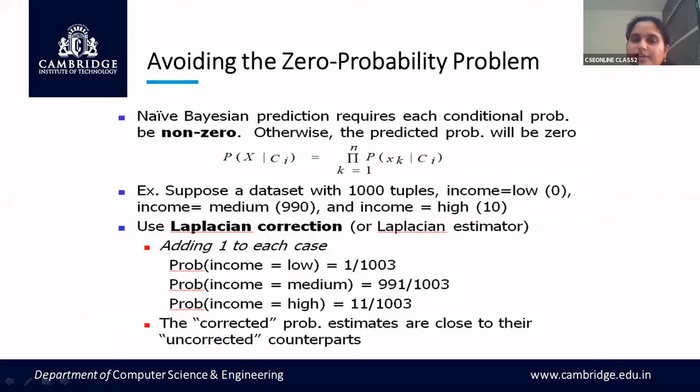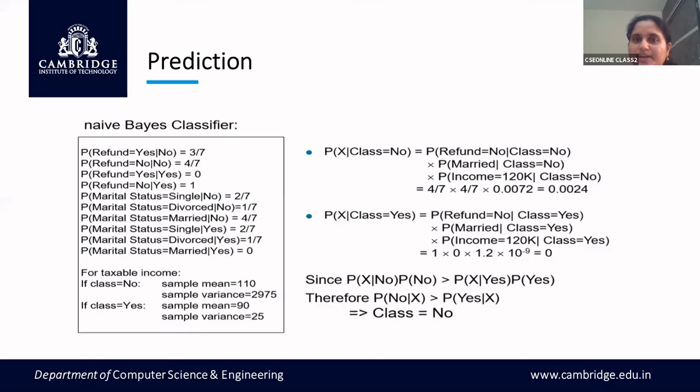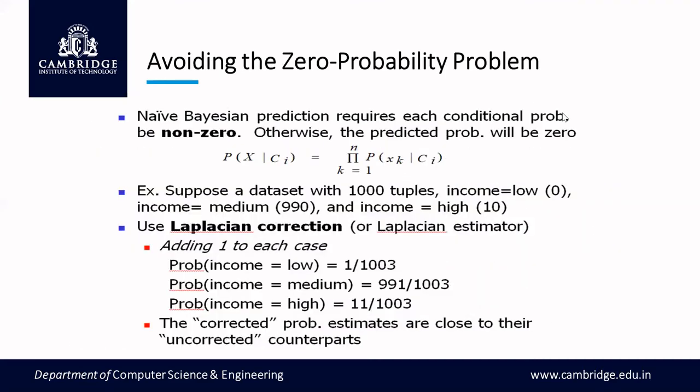Naive Bayes classifier. Along with this, see here what happened, we got probability as 0, right? So as far as possible, we have to avoid the 0 probability problem. What do you mean by 0 probability problem? Whenever we are finding probability, if one of the class labels becomes 0, then you will do a Laplacian correction.